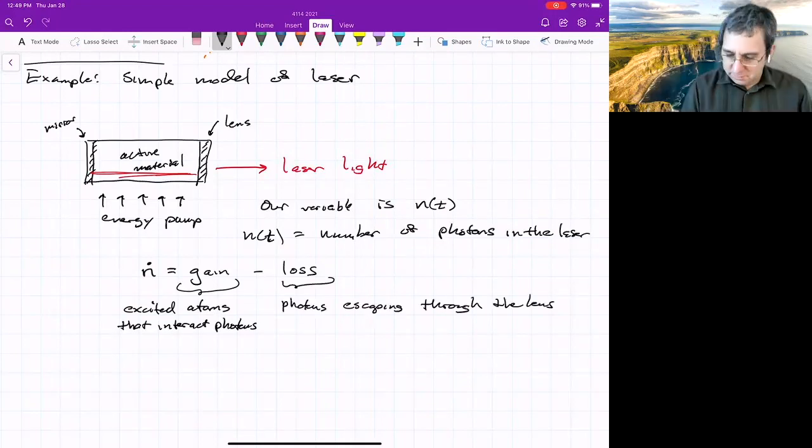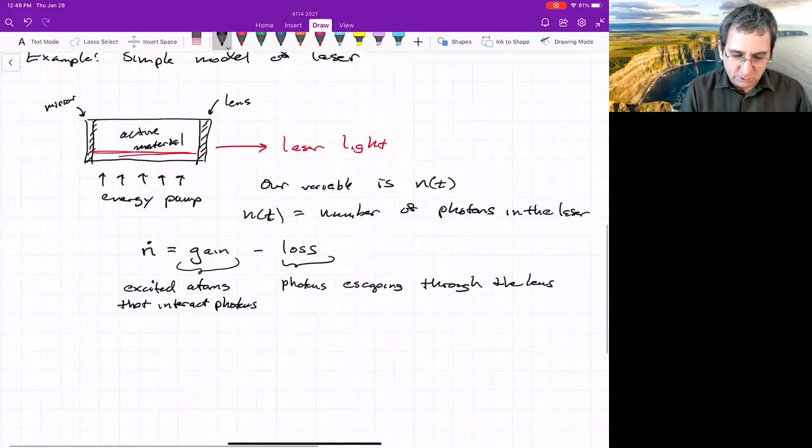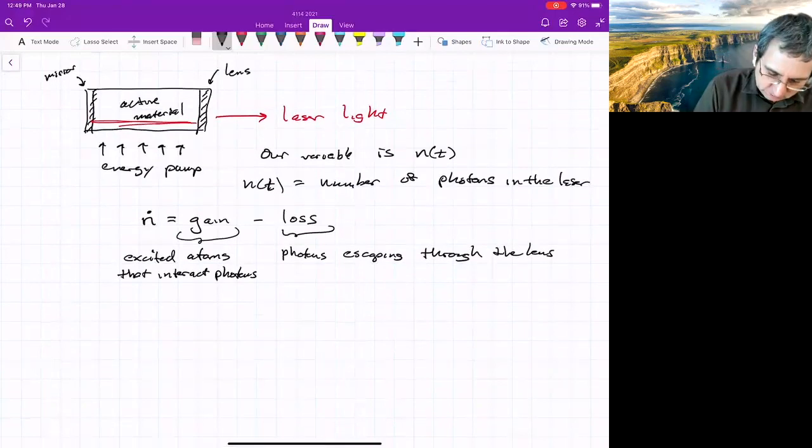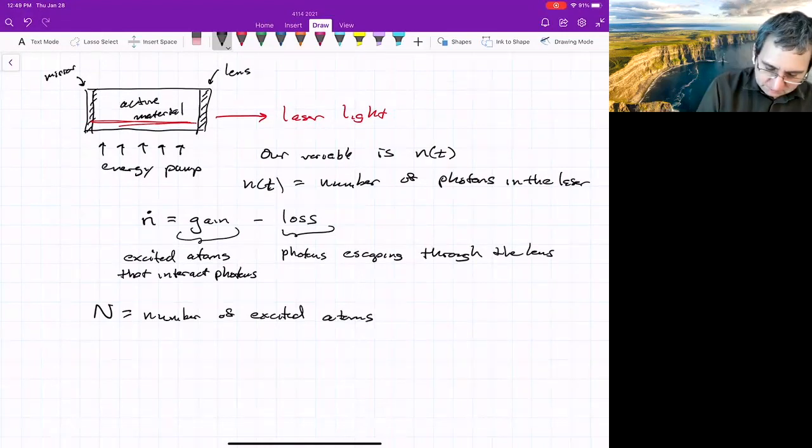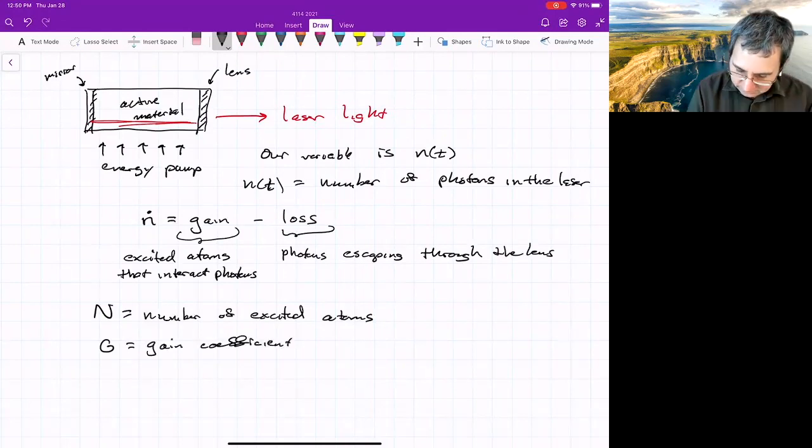There are a couple of parameters that go into this. One of them we'll call capital N. This is the number of excited atoms. It would be related to the density and the volume inside the active material part of the chamber, and that's a constant. And then there's something called the gain coefficient, related to how the atoms get excited. The number of excited atoms is, of course, a real number greater than 0, and G is greater than 0.